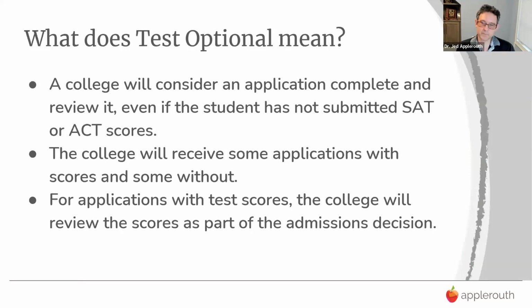So test optional means that if you have an application and there is no test score, it's a complete application. The same thing if you have an application and there are no AP classes, it's a complete application. They'll read it, they'll process it. However, if there are test scores, they're going to be considered. If there are AP scores, they're going to be considered. It becomes a factor in the application.